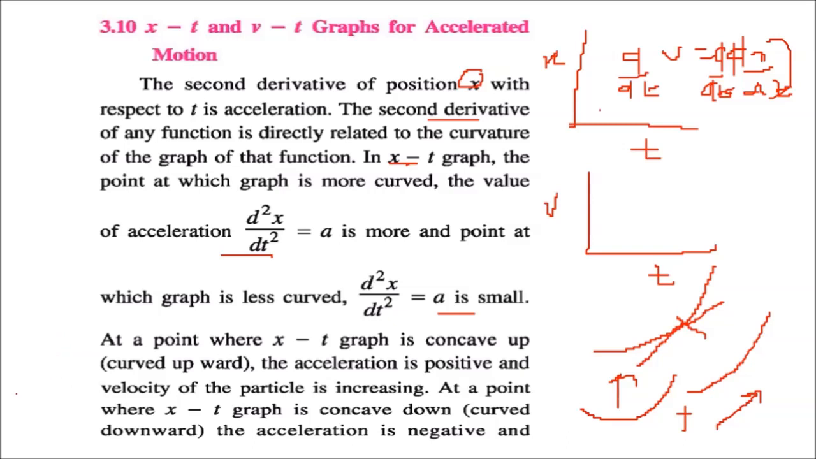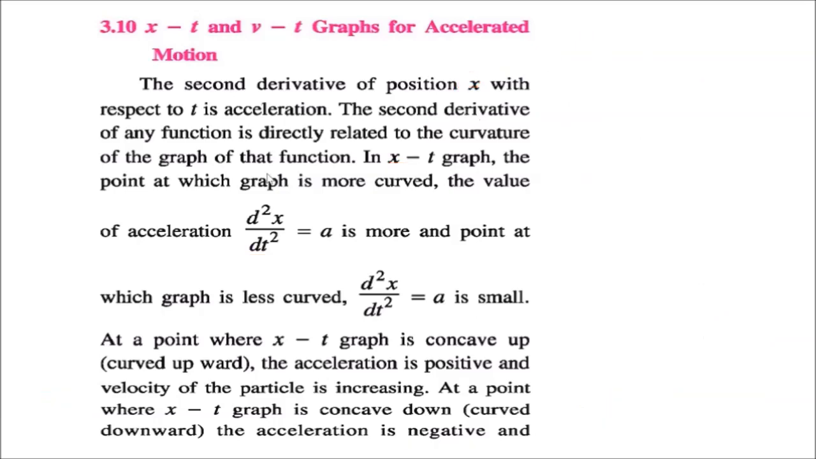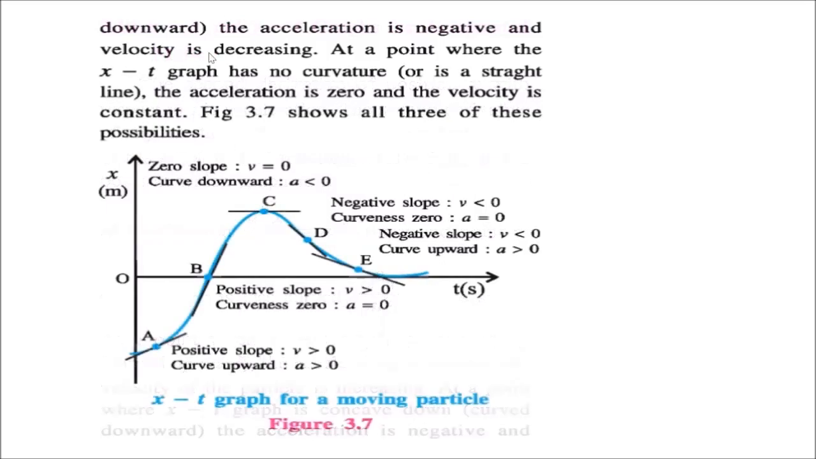In the xt graph, if the graph is concave down, that is, it is curved downward, the acceleration would be negative and the velocity will be decreasing. So this is your xt graph. At a point where this xt graph has no curvature, or you can say it's a straight line, the acceleration is 0. So this figure shows all the three scenarios we have discussed.